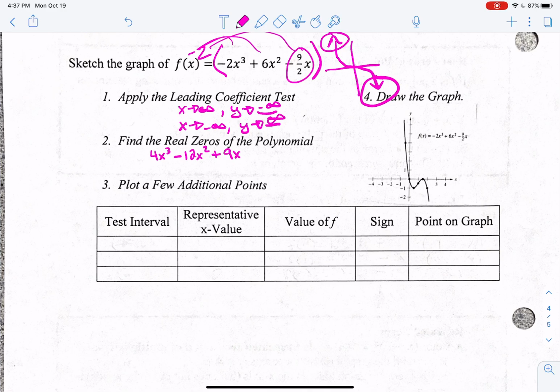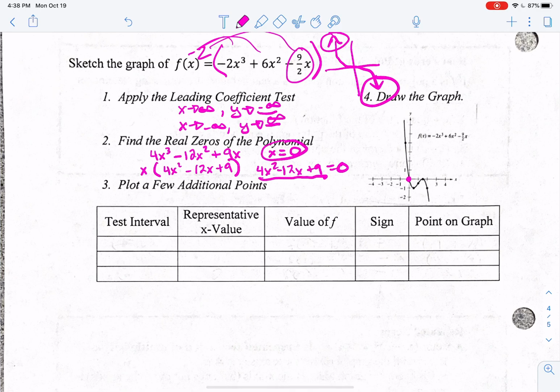Find the real zeros. So let's see, what can I pull out? I can pull out an x. So if I pull out an x, I'll be left with 4x squared minus 12x plus 9, okay? And then, let's see. I'm going to set both pieces equal to 0. So I'm going to set x equal to 0, and I'm going to set 4x squared minus 12x plus 9 equal to 0, okay? So I know x equals 0. That's going to be one place where it crosses.